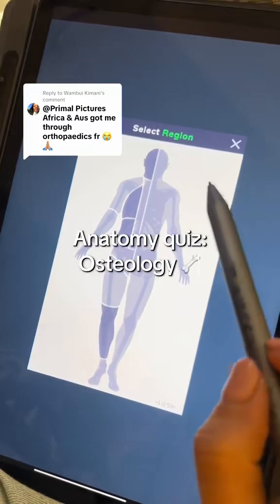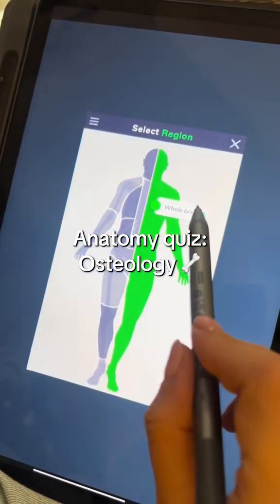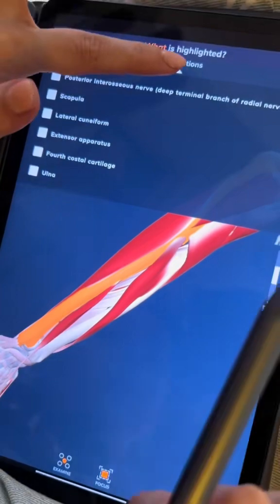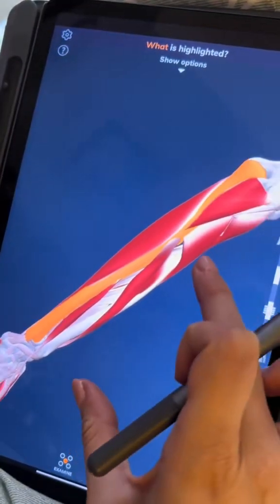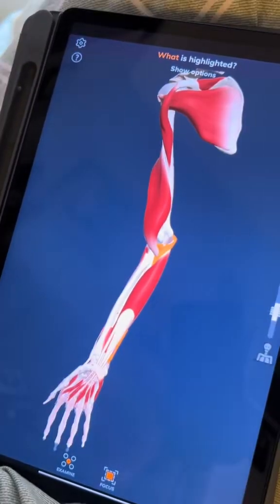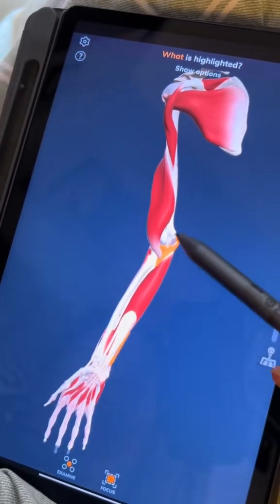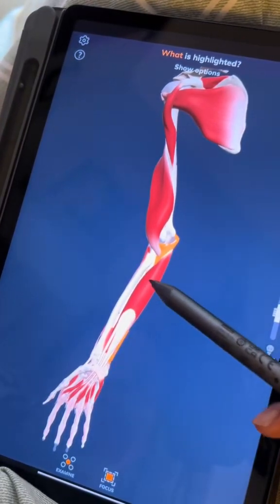Anatomy quiz. Let's cover the osteology of the whole body. What is highlighted here? Let's hide the options so that we're not influenced. Okay, so now the arm is in the anatomical position, meaning this is anterior.